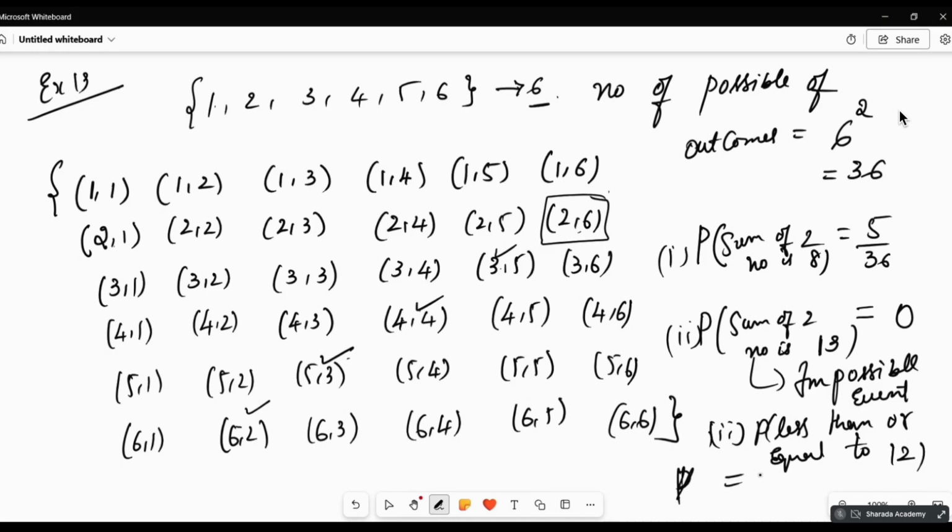Yeah, it is all 36, 36 by 36, 1. That is a sure event. Definitely one of them has to be there. Definitely you will get it because it is less than or equal to 12. Maximum 12 you will get, and less than that all options will come. So for less than or equal to 12, here it is 1.